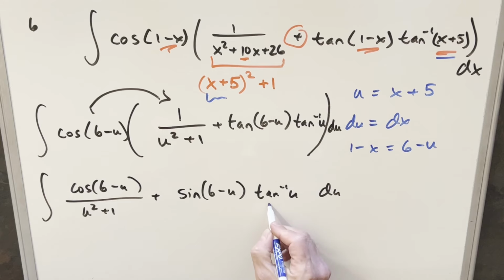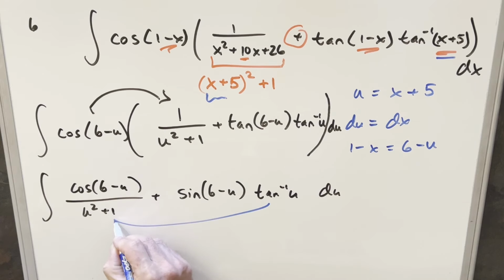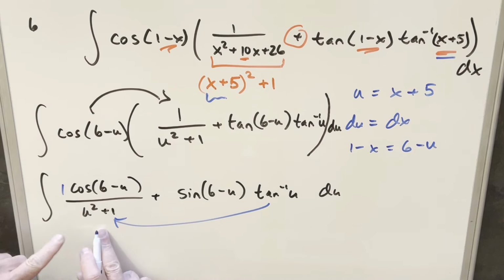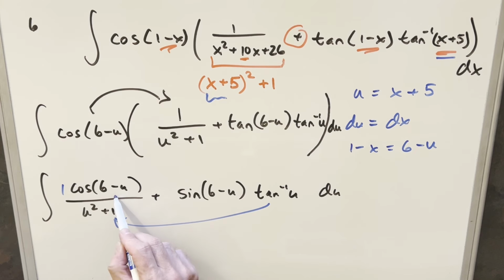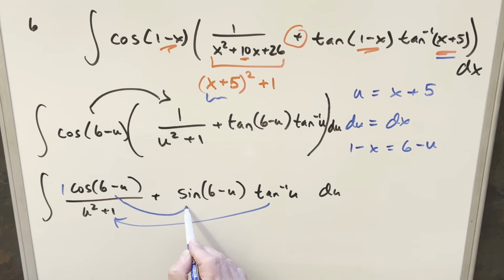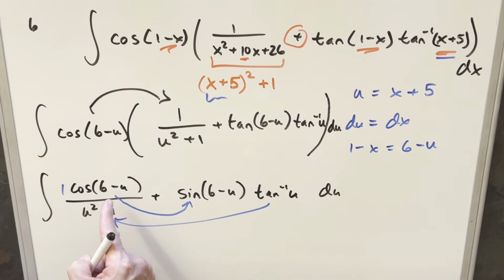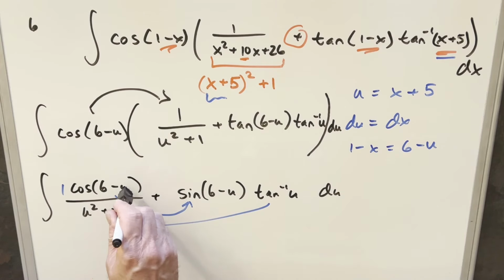And now this is starting to look pretty good because the derivative of arctan, if we create a 1 here, is going to be 1 over u squared plus 1. The derivative of cosine is almost this right here. One thing I want to do to clean this up, I can actually reverse the 6 minus u and write it as u minus 6.